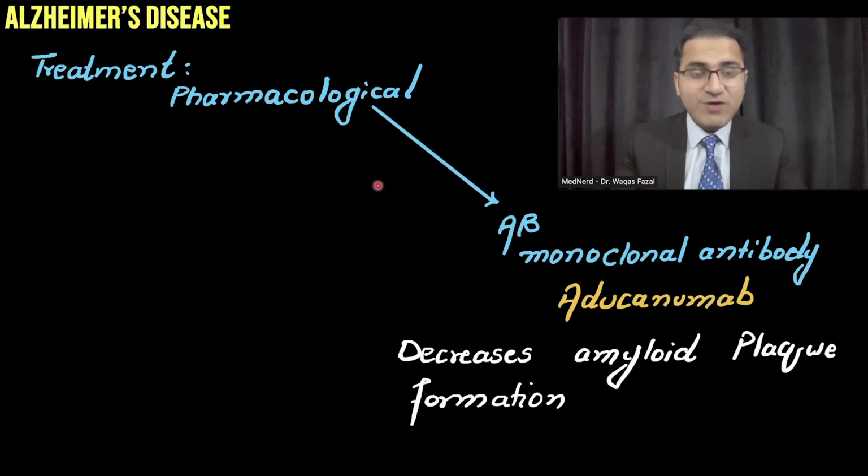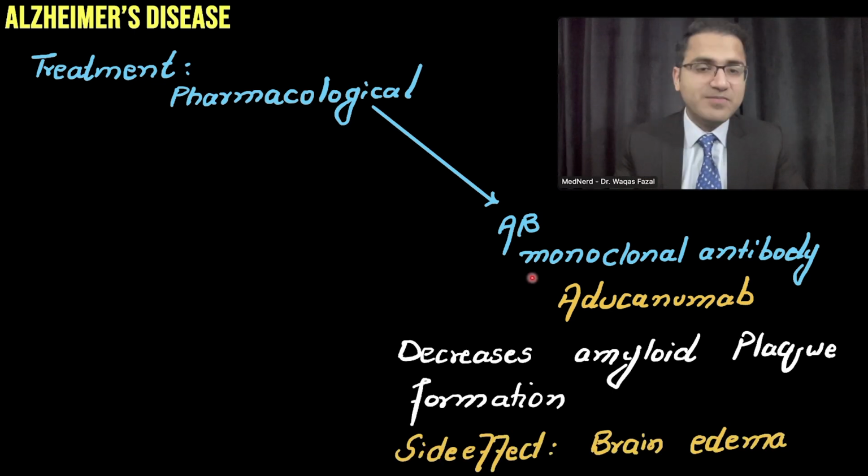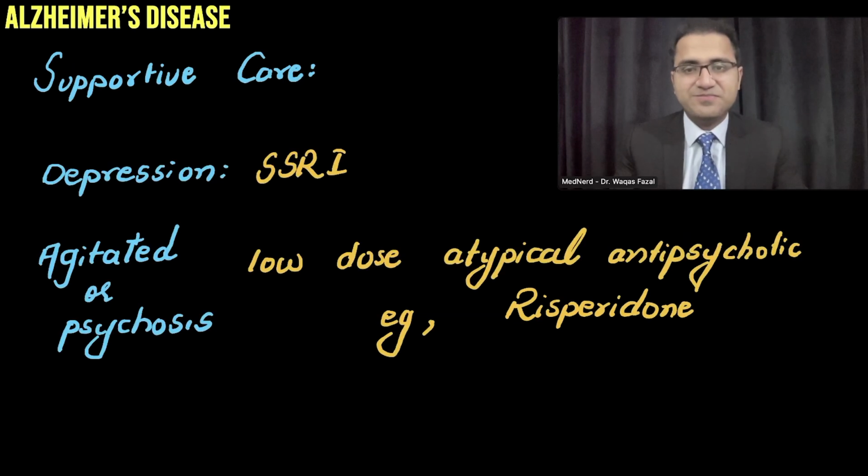Another important development in the treatment of Alzheimer's disease is A beta monoclonal antibodies, aducanumab. Aducanumab is a monoclonal antibody that has been recently introduced and has been shown to decrease amyloid plaque deposition, amyloid plaque formation in these patients, preventing the progression of Alzheimer's disease. So these were the three main important domains that you need to remember in the treatment of Alzheimer's disease. The side effects of these monoclonal antibodies include brain edema.